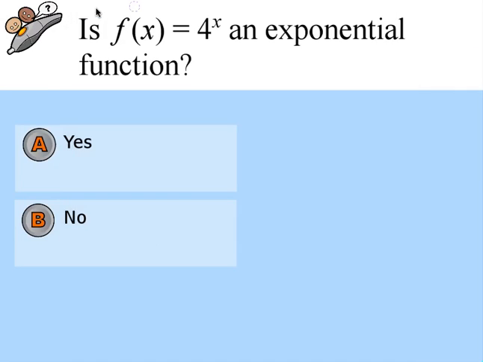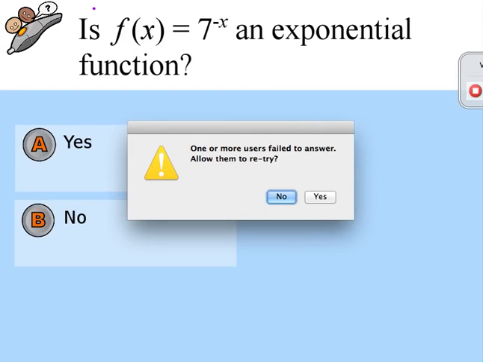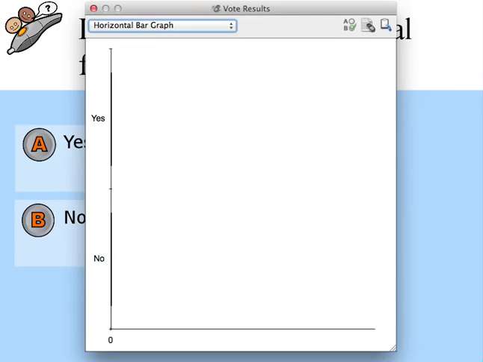What is a in this problem? 1, right? There's not really an a written, so it's just implied to be 1. So 1 times 4 to the x. With that in mind, is that an exponential function? Yes. We'll try it again.